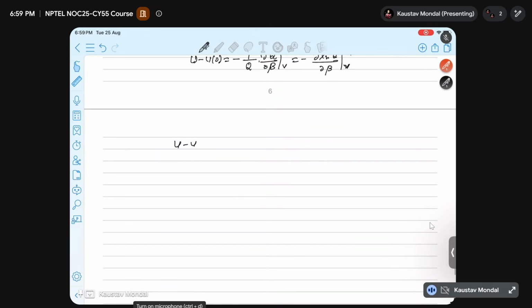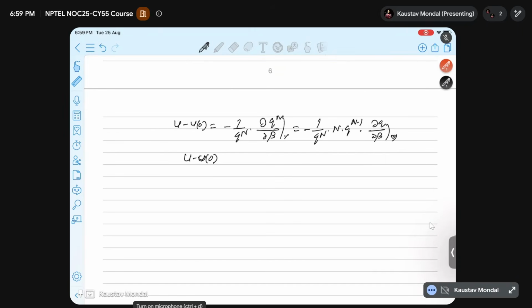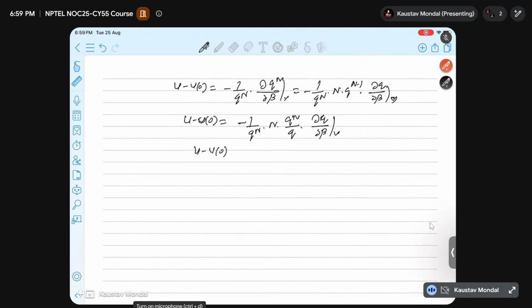So now from here, you have to substitute Q here. If you do that, U minus U0 will be minus 1 by q^n into del q to the power n by del beta at constant V, which is 1 by q^n into n into q^(n-1) into del q by del beta at constant V. So from here, U minus U0 is minus 1 by q^n into n into q^n by q del q by del beta at constant volume V. From here, U minus U0 is minus n by q del q by del beta at constant V. So this is the expression of the internal energy.